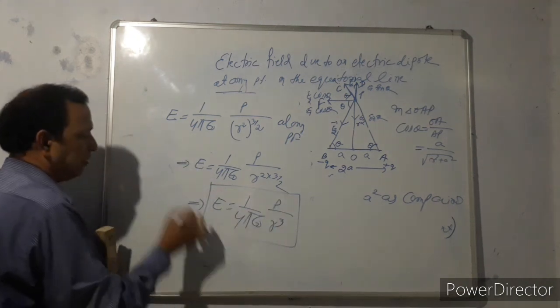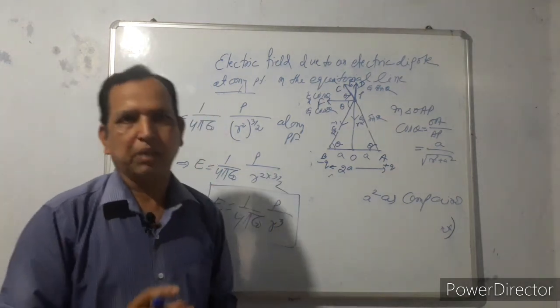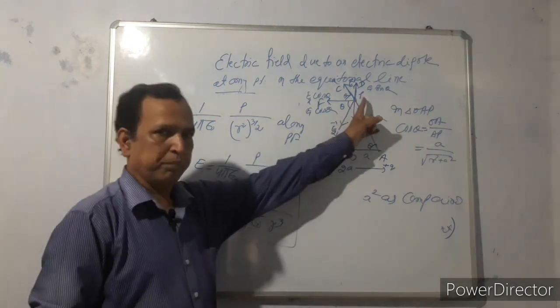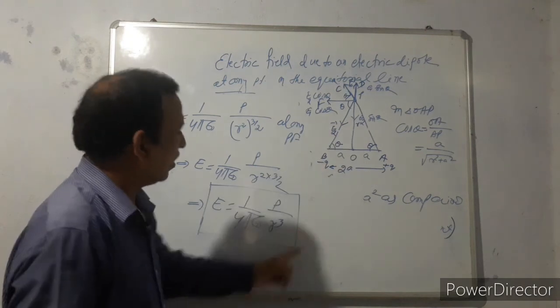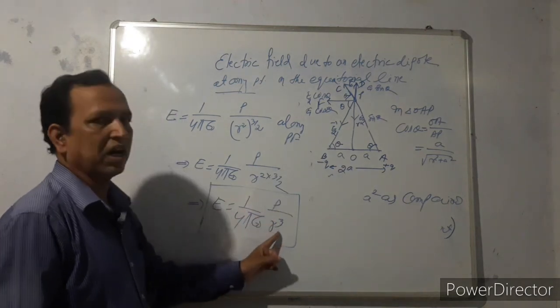This is the net field strength at any point on the equatorial line. Here the point P is a point on the equatorial line. Now the expression is 1 by 4 pi epsilon naught p by r cube.